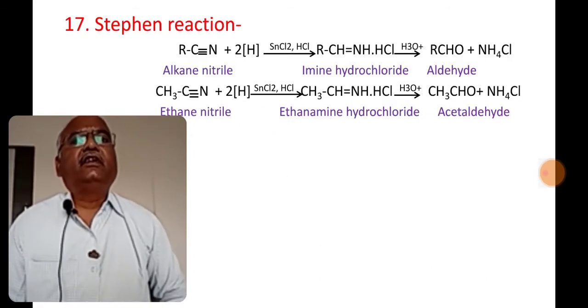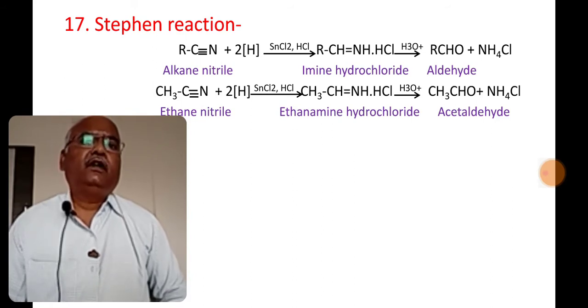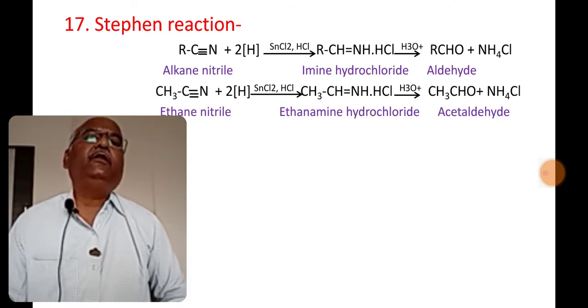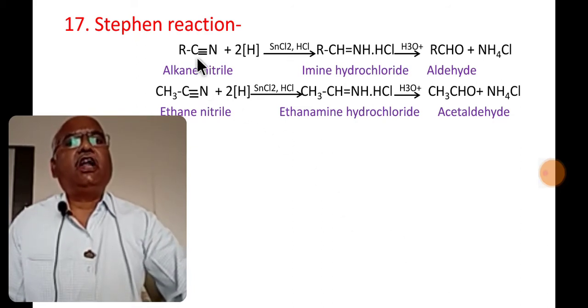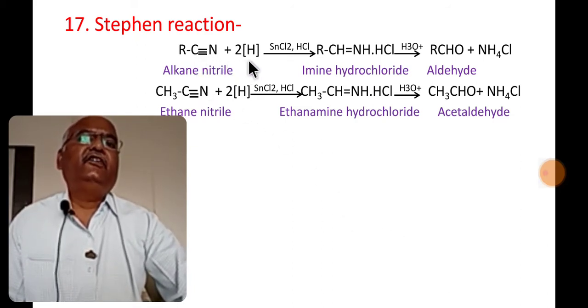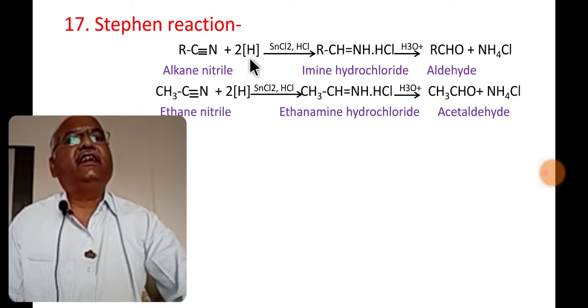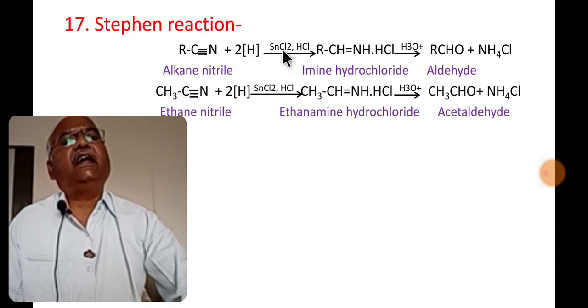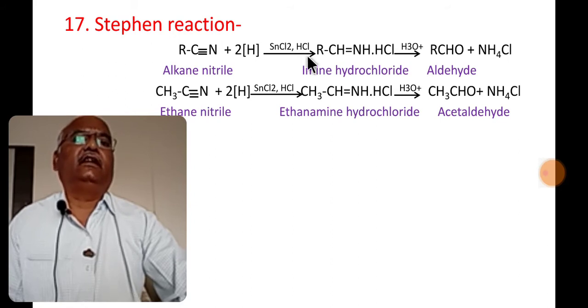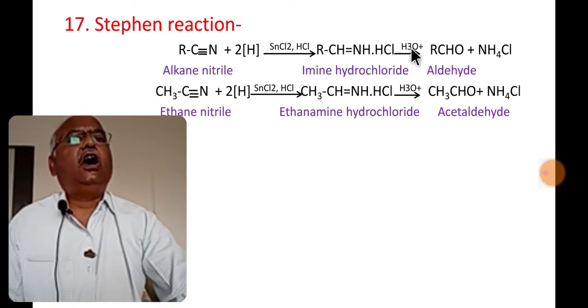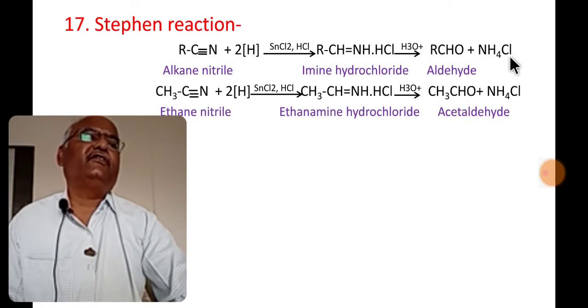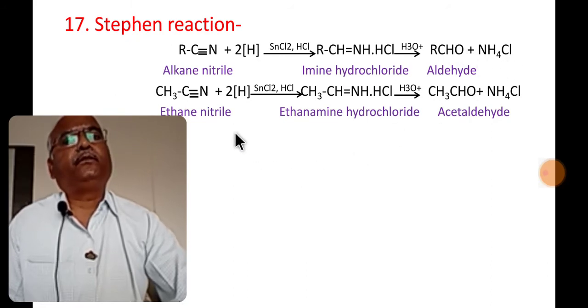Next reaction, Stephen reaction. This is also known as Stephen reduction. Alkyl cyanide or alkane nitrile is reduced with nascent hydrogen from stannous chloride and HCl. Imine hydrochloride is produced. This imine hydrochloride on acid hydrolysis gives aldehyde plus NH4Cl.